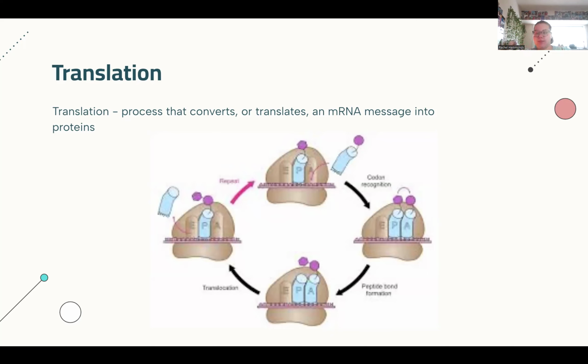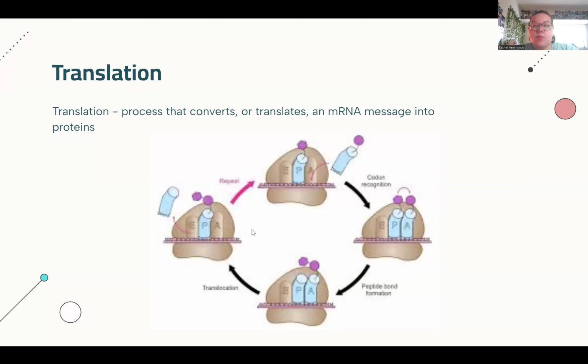So, translation. Translation is a process that converts, or translates, an mRNA message into proteins. Up until now, we've replicated our DNA so that we can divide and have the same amount of DNA in each cell. We've transcribed our DNA into RNA so that we can exit the nucleus and be where we need to be. Now we need to translate our transcription. Say that 3 times fast. So that we can make our protein.